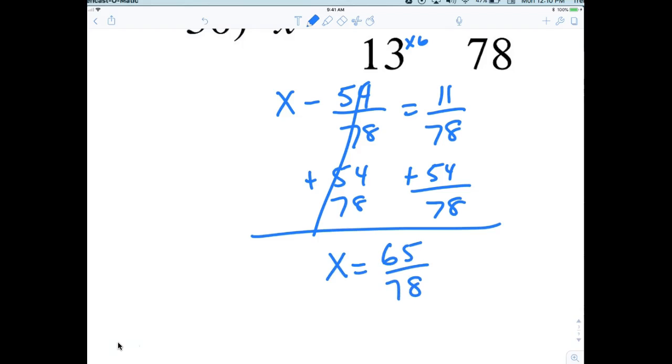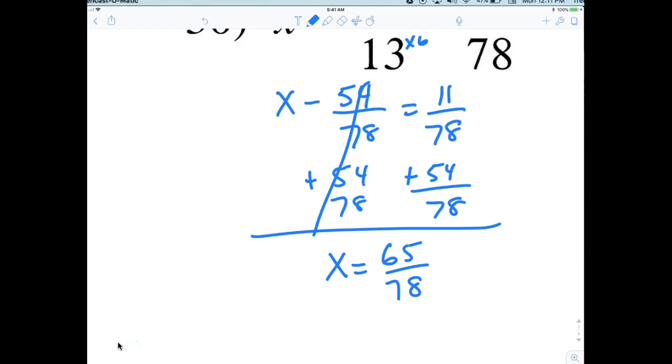65 over 78. Now, can that reduce? Yes. By what? Good job. That's a hard reducing one, because most people don't see 13. Everybody see that? Because 13 times 5 is 65, and 13 times 6 is 78.